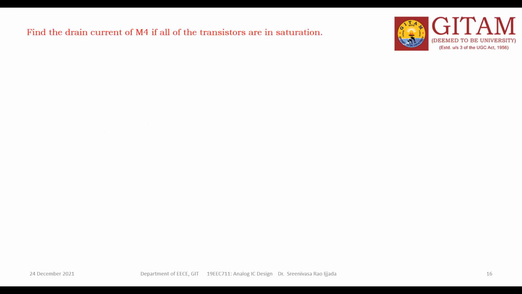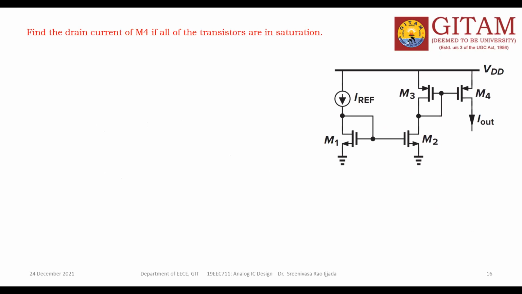Now my question is: find the drain current of M4 if all the transistors are in saturation in this circuit. This is my circuit. I want this current, I4, or ID4 you can say. What is this current? With this circuit, this current is I reference. So this is the I1, and then I2, I3 and I4.